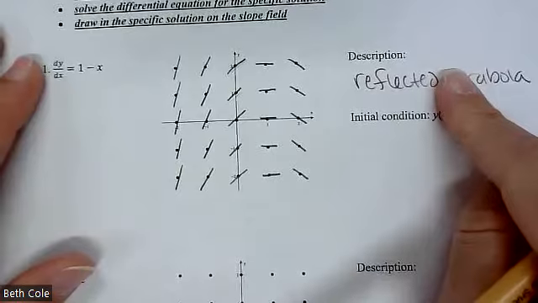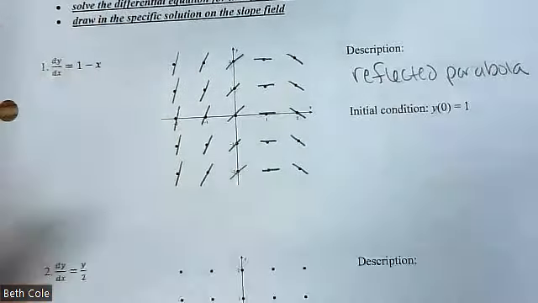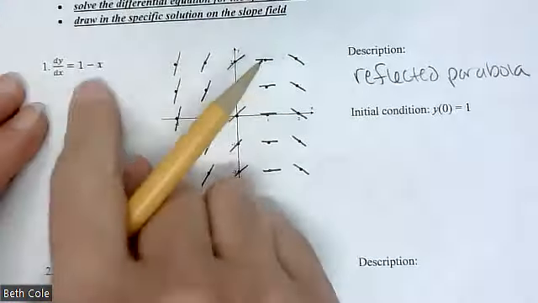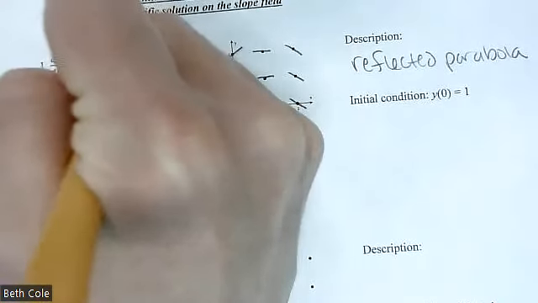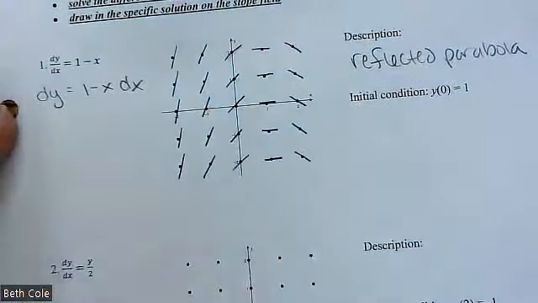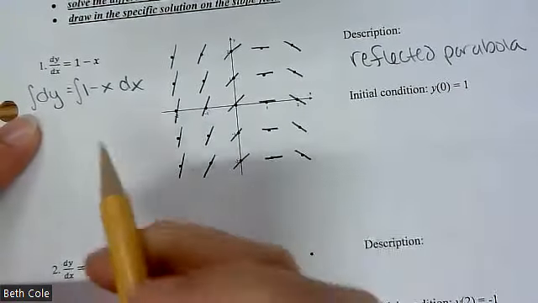If it's upside down parabolas, what should we get in our answer? A negative x squared somewhere. Okay, I want you to make these connections, right? Multiply over the dx, so we'll have dy equals 1 minus x dx, and then antiderivative. Oh, I forgot to put the 1 in front of the dy.